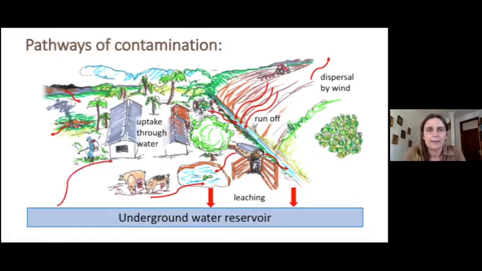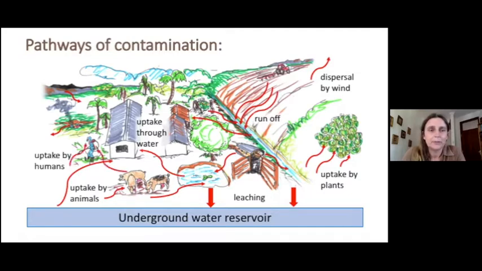Then contaminants can also be taken up again with the water if we drink it, or if we use it in the house for our bath or for cleaning. Contaminants can also be taken up by plants like food crops and by animals, either directly from the soil or with contaminated feed. And then in the last step, eventually, contaminants are taken up by humans once they eat the contaminated food.